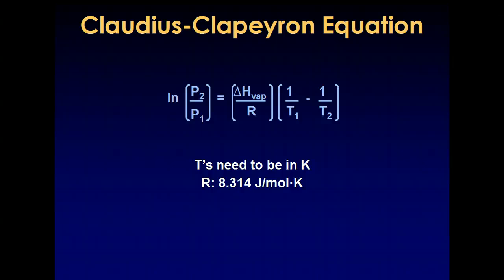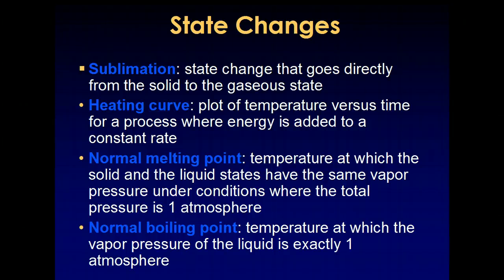When you're using this equation, just like when we used it with our kinetics, we have to have temperatures in Kelvin, and we're going to use a constant of 8.314 since we're wanting to get an energy amount, so we need to use a constant in joules. I'm going to come back and do a couple of examples with that equation after this. I want to talk about state changes now.